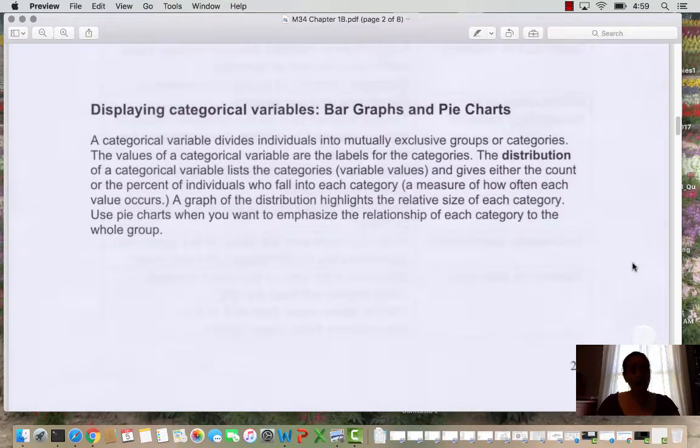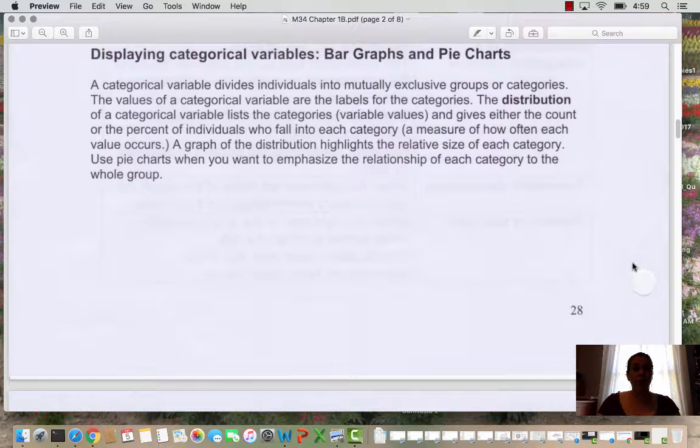On the bottom of page 28, there's a note about displaying categorical variables. We're going to start by looking at bar graphs and pie charts. These are the two ways that we can display categories. We say that the categories are mutually exclusive or disjoint because they're not overlapping when we ask a categorical question. To make a bar graph or pie chart, we need to have each count be in one category or another.